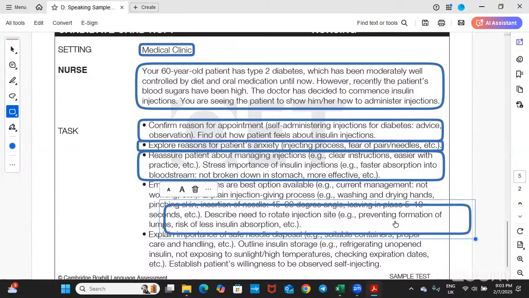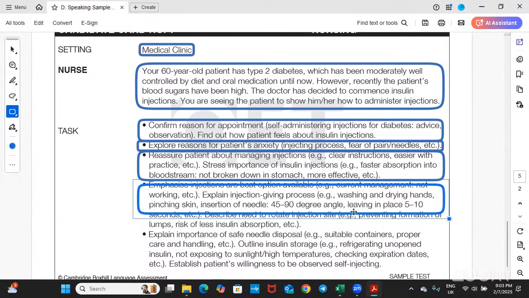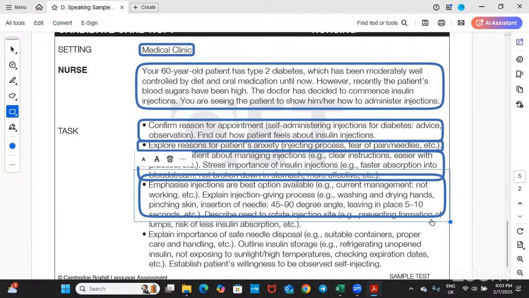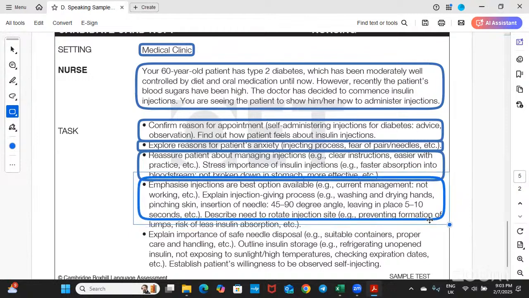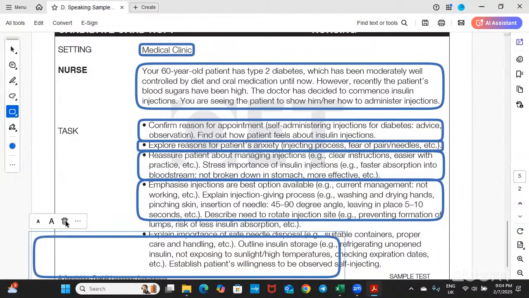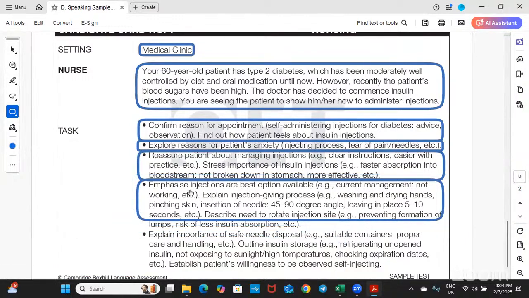Next one. The 4th point is this. Now let us see. Emphasize injections are the best possible option. Current management not working. Explain.